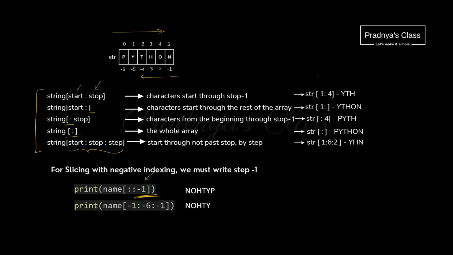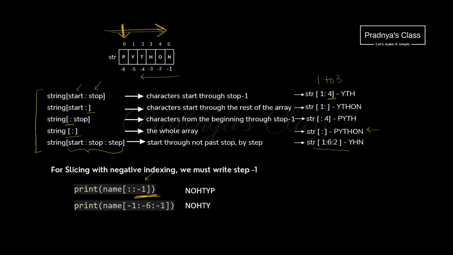Index 1:4 means it will be from 1 to 3 because the end limit is exclusive. 1 is mentioned and ending is skipped. It means the whole string will get considered. Starting is skipped. It means it will start with 0. Everything is skipped means the whole string will get considered.